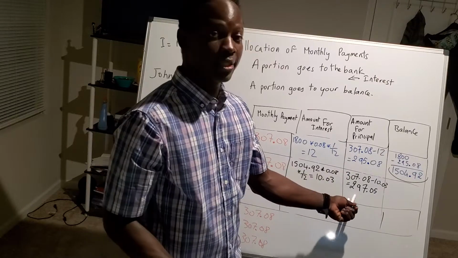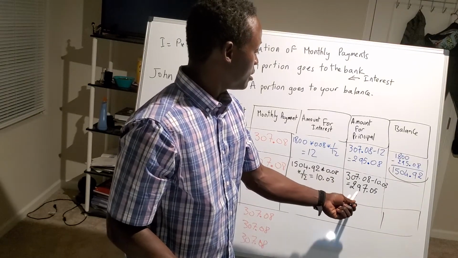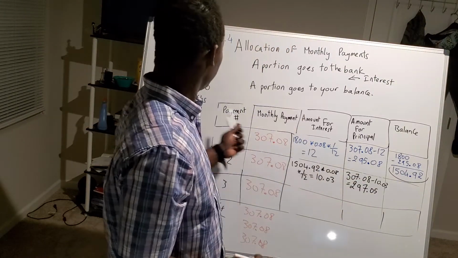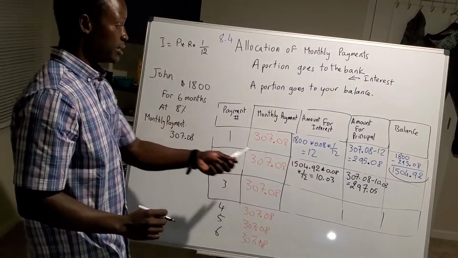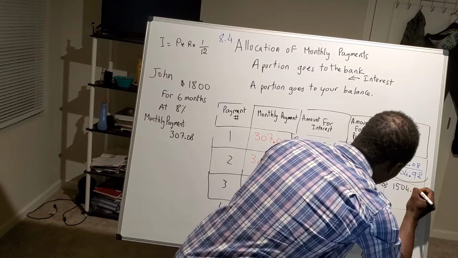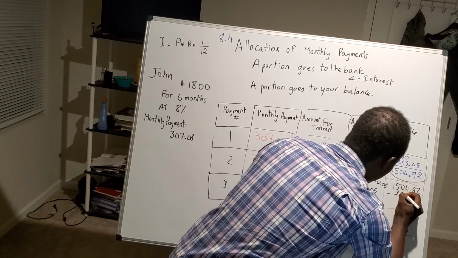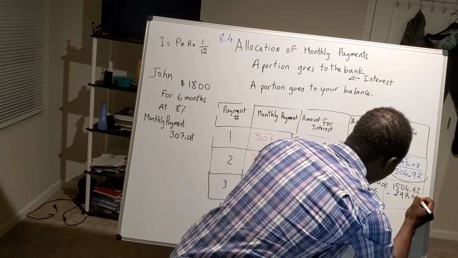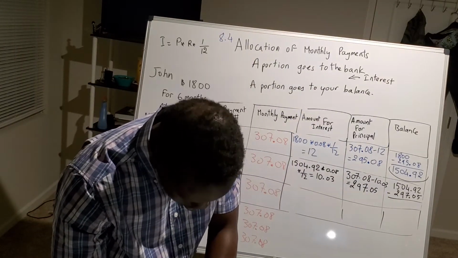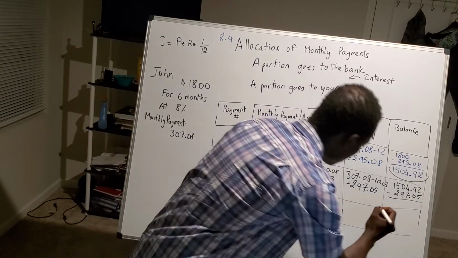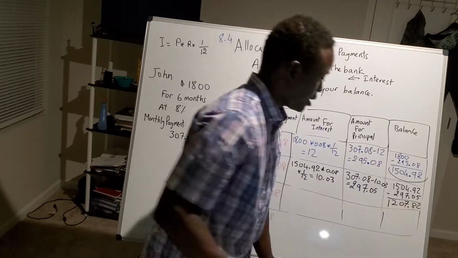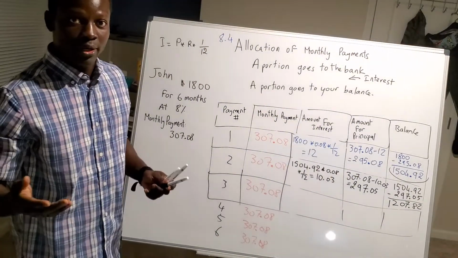So that means this is the amount that's going to affect my balance, right? Now my balance is not 1800 anymore. My balance is now 1504.92 minus 297.05, right? All right, the answer is going to be 1207.82.